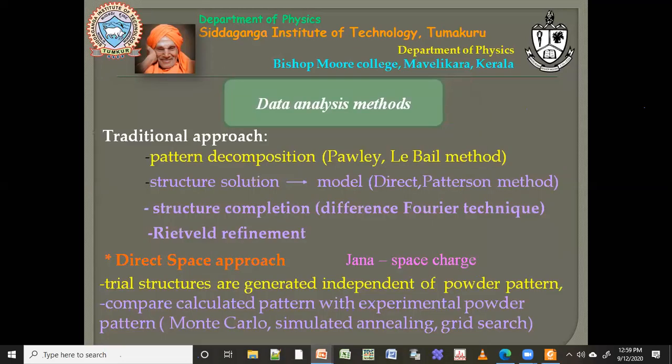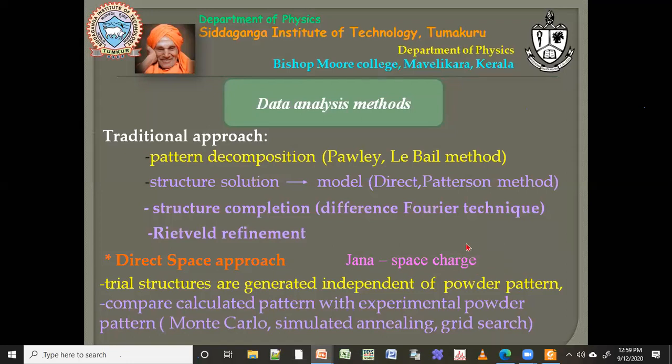Okay, so there are different methods of analyzing the data. Broadly there are two. One is the traditional approach, and the second one is the direct space approach. This direct space approach is very good for single crystals, and if you are trying to grow a new crystal with new symmetry, then I would ask you to go for the direct space approach. This can be done in Jana.